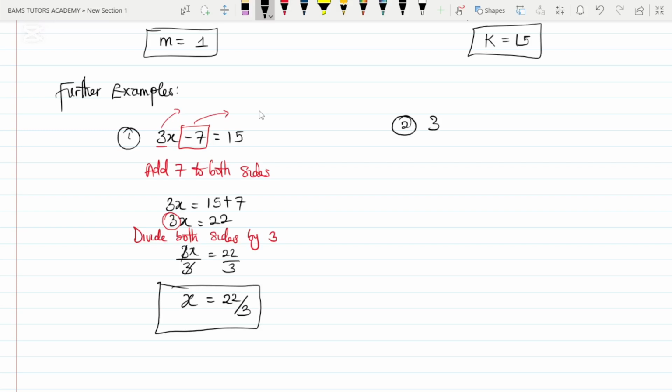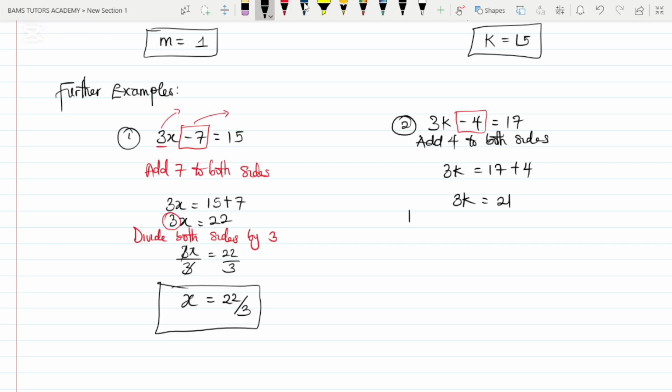Suppose I have 3k minus 4 equals 17. What do I do? I'll add 4 to both sides, by taking out this particular one first. So I'm going to add 4 to both sides. Then I've got 3k equals 17 plus 4. That's 3k equals 21.